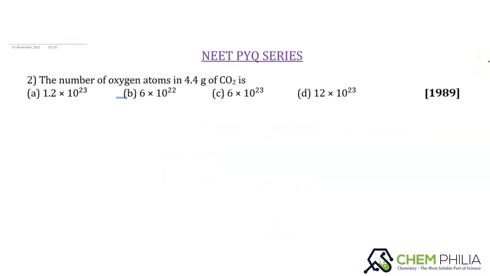The second question is from 1989 exam. The number of oxygen atoms in 4.4 gram of CO2 is what? So we have to find the number of oxygen atoms in 4.4 gram of CO2, right? So let's see the molecular weight. The molecular weight of CO2 is equal to carbon's atomic weight, which is 12, plus oxygen's atomic weight, which is 16, multiplied by 2, that is 44.